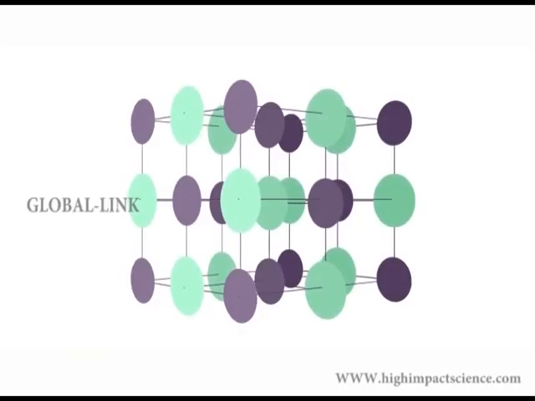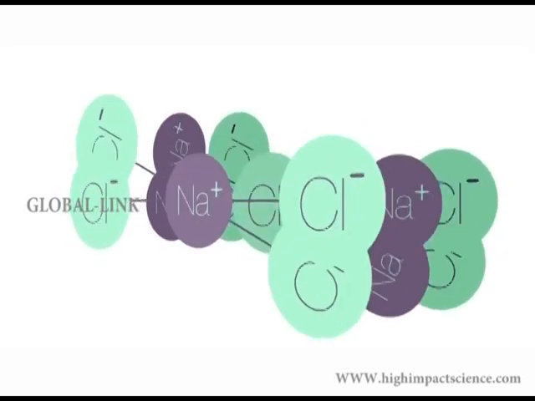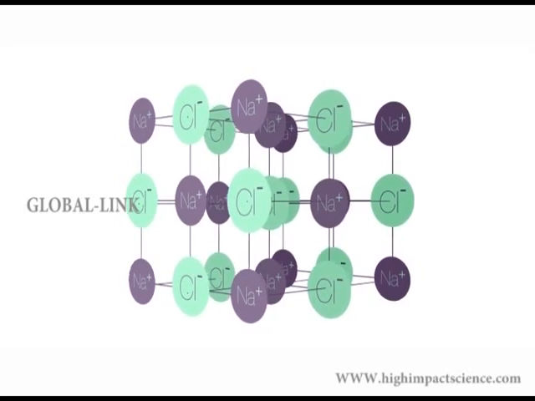And so in summary, ionic compounds exist as giant ionic lattices, not as single molecules. The giant ionic lattice is a regular repeating three-dimensional pattern of alternating positive and negative ions.